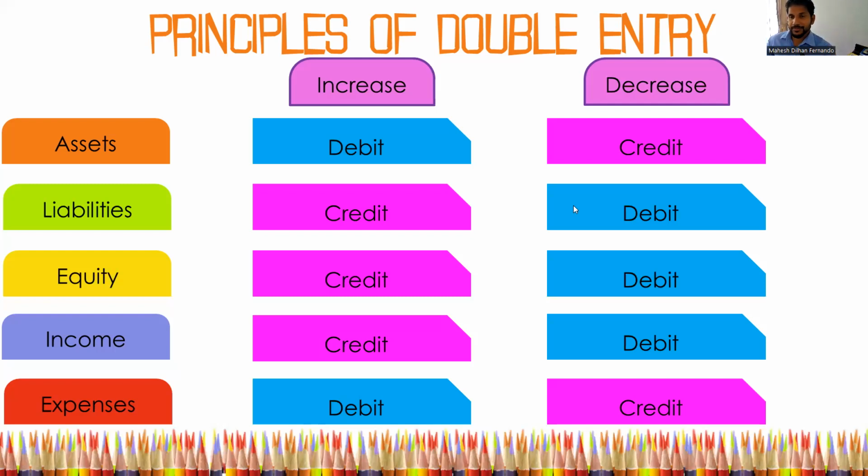See, assets increase debit, decrease credit. Liability increase credit, decrease debit. Equity increase credit, decrease debit. Income increase credit and decrease debit. This is how it goes.